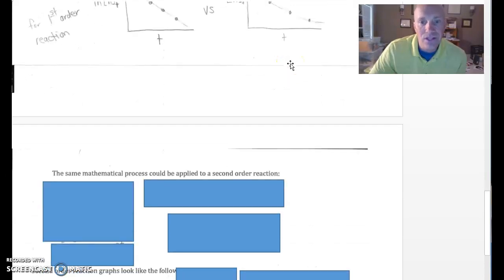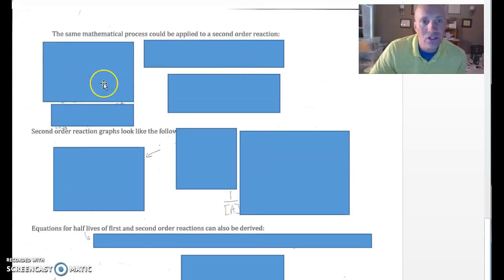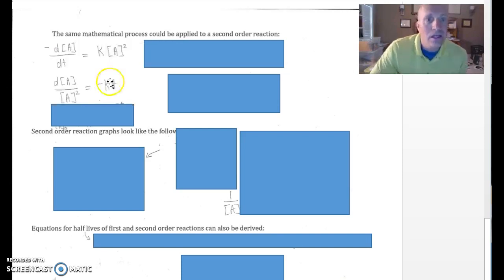Okay, can we do the same type of thing for a second order reaction? And we can do that right here. So again, remember, the overall rate part is the same. We're measuring the disappearance of a reactant over time, but the rate law, since it's second order, would look something like this. All right, and we're doing this for a case where it's second order only with respect to one of the reactants.